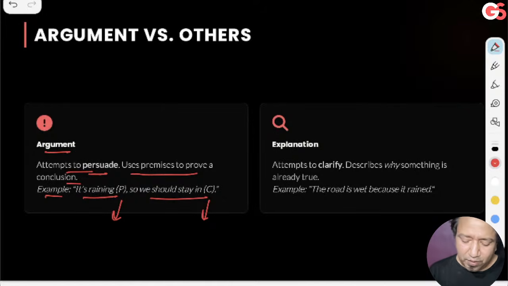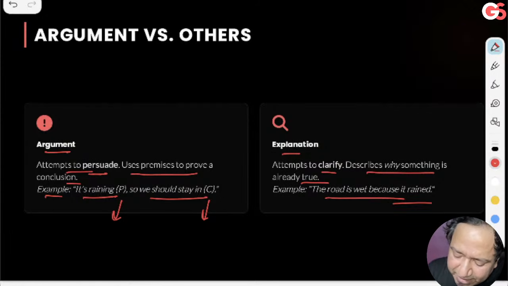All right. So it's basically a persuasion, isn't it? That we are persuading someone to stay in the house, stay indoors. Why? The premise is it's raining. Is that clear? So now the assumption is missing over here. The assumption is something which is not explicitly mentioned. Okay. Now, explanation is attempts to clarify, describes why something is already true. Example, the road is wet because it rained.